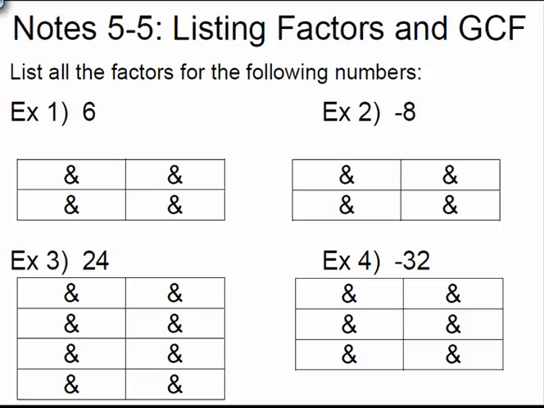Unit 5, Section 5, listing factors and GCF. So list all the factors of the following numbers. Listing the factors means, what can I multiply to make that number? Anytime you do these, first thing you want to do is always list the easiest one to see, which is 1 times 6, because 1 times 6 does equal 6.